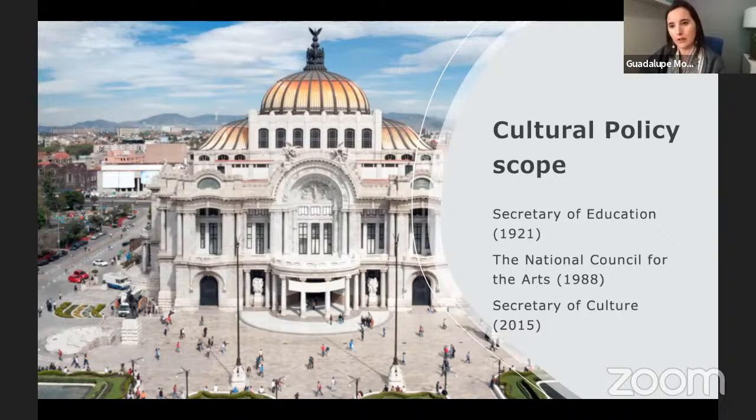After that, we move to more recent times, at the end of the 20th century. The National Council for the Arts, called CONACULTA in Mexico, that's the acronym, was created in 1988 to foster and coordinate all the cultural and artistic policies in the country. When it was created, it was meant to be an umbrella organization gathering all the agencies and institutions in the government that deal with arts and culture. It is mainly dedicated to promoting, supporting, and fostering culture and the arts.